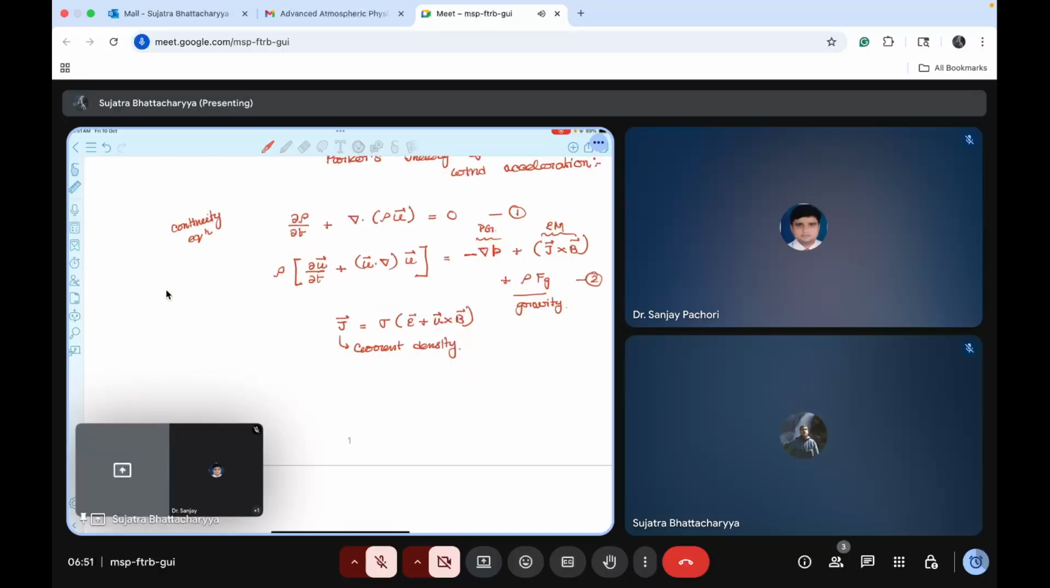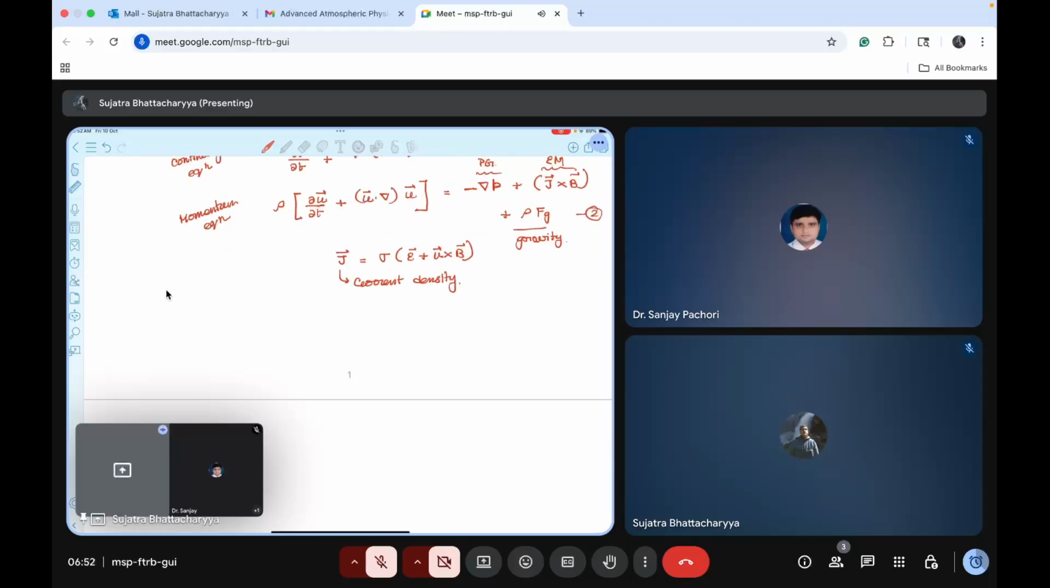And as you can see, when we were talking about the fluid flow in atmospheric physics, the lower troposphere, we wrote minus grad P by rho. But here the rho is multiplied altogether. So that is the second one. So this is the momentum equation.